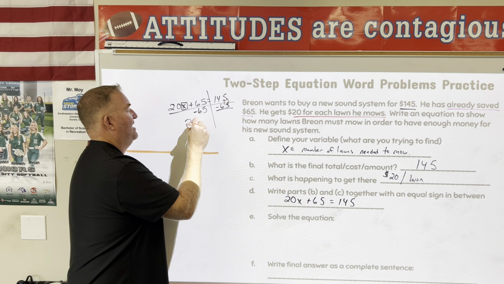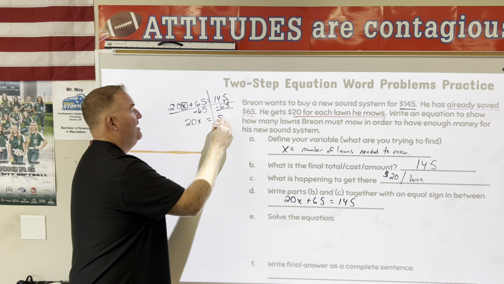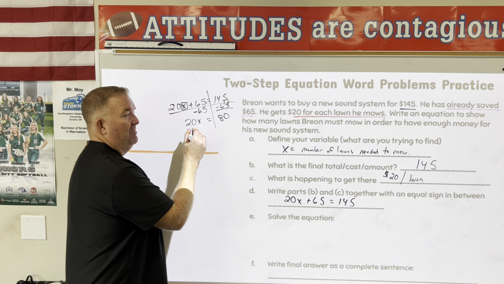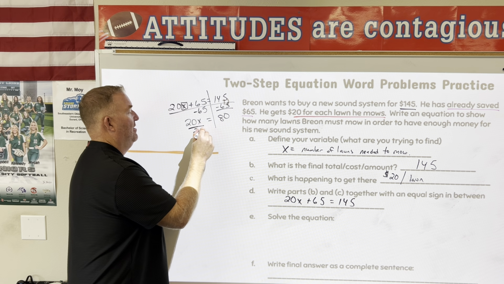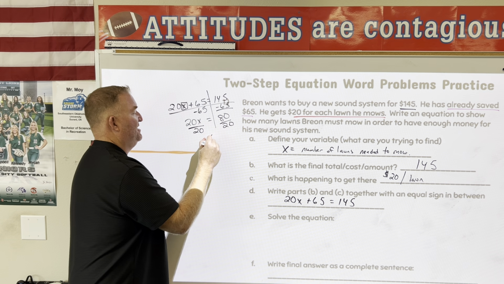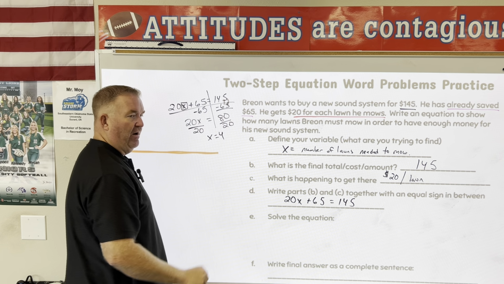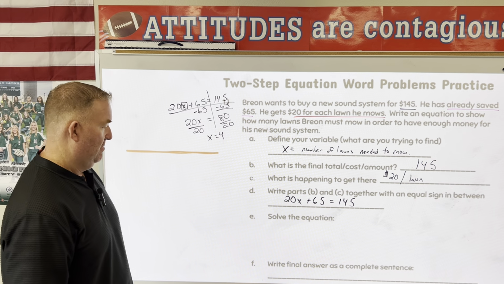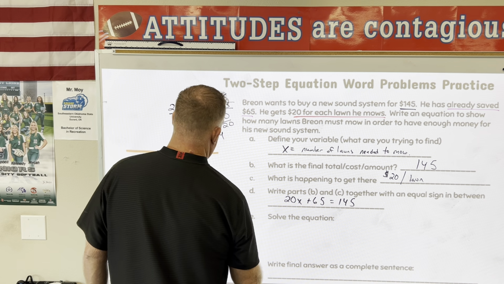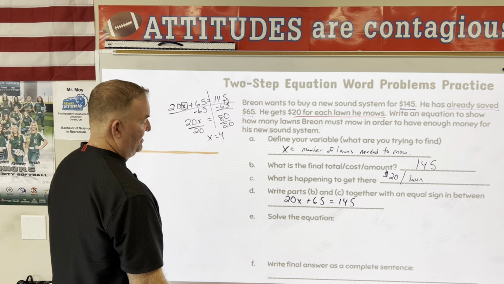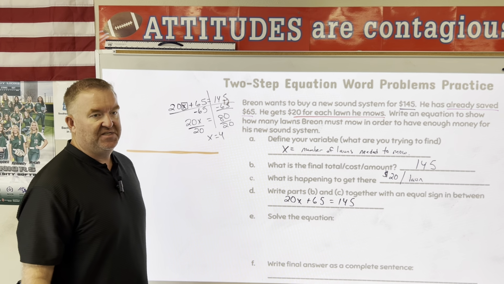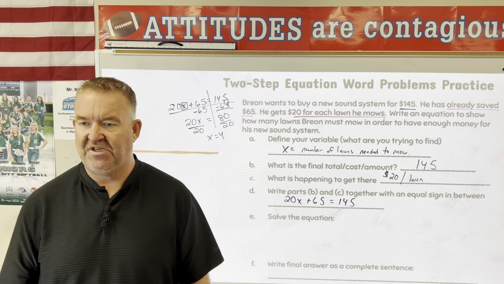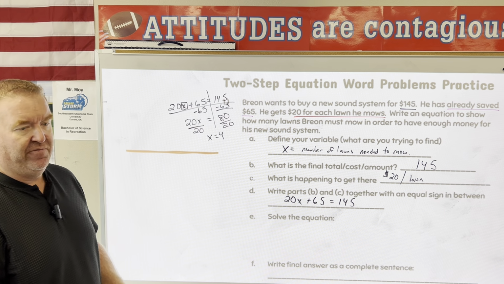So I've got 20x equals 80. And now I just divide by what? Divide by 20. How many lawns does he have to mow? 4. He needs 4 lawns. Okay? And then, write the final answer as a complete sentence. Breon needs to mow 4 lawns to reach his goal.